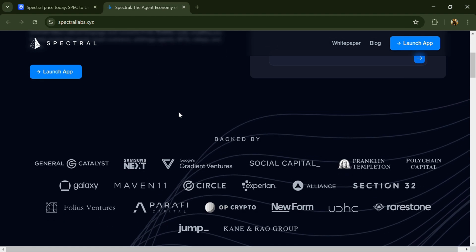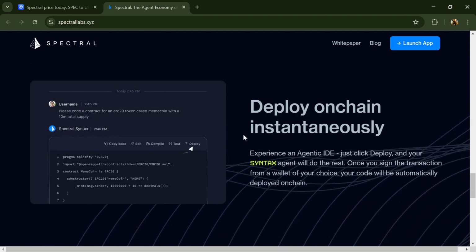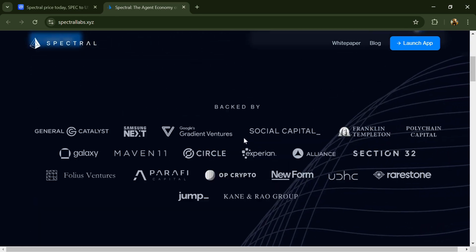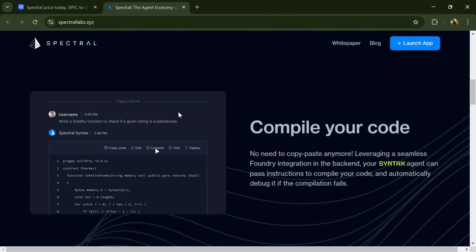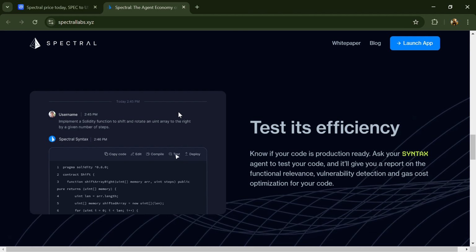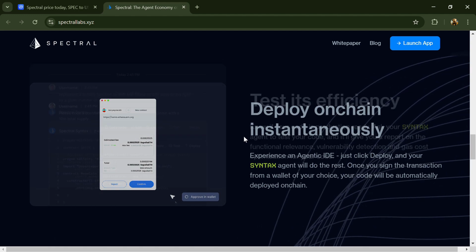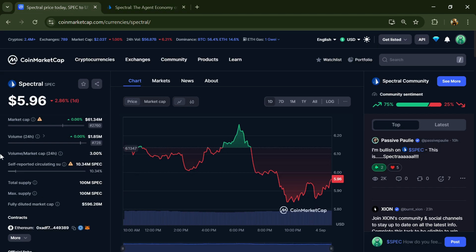According to the website, Spectral is simplifying the creation and deployment of decentralized applications through autonomous on-chain agents. Spectral's flagship product, Syntax, translates natural language into Solidity code, enabling both novices and experts to build on the blockchain effortlessly. With a commitment to transparency and user experience, Spectral is shaping a future where anyone can participate in the blockchain revolution. Spectral token total supply is 100 million and circulating supply is around 10.34 million.